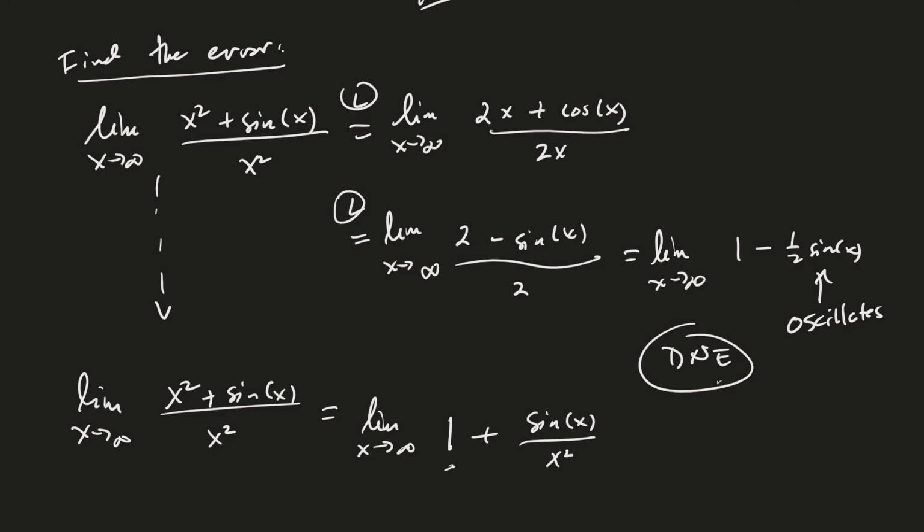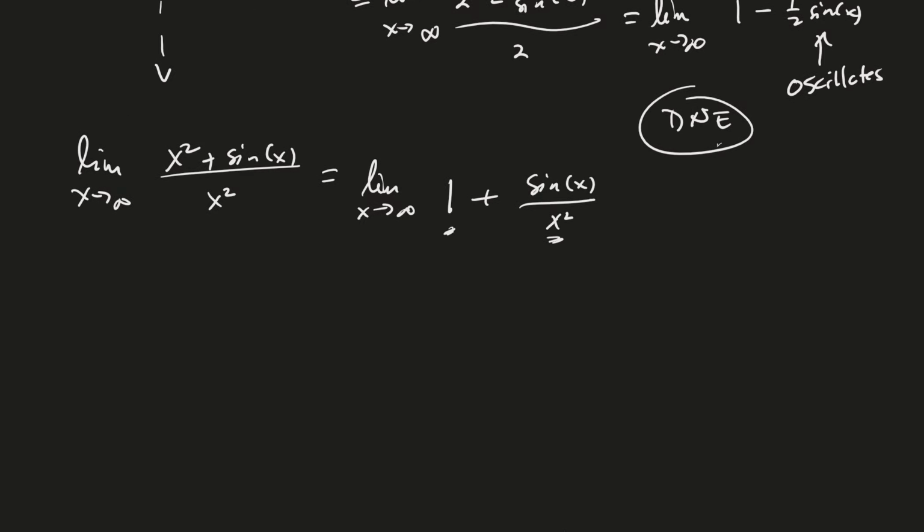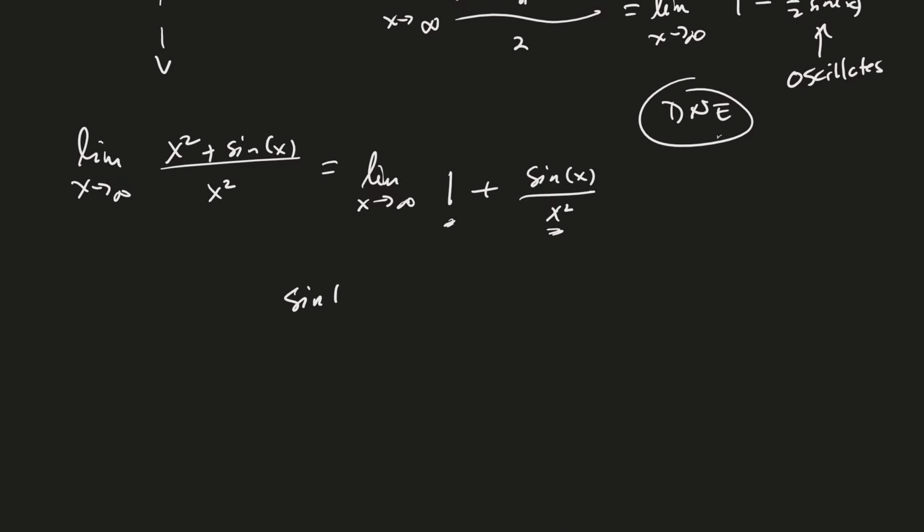And now we know that the limit of 1 exists. How about the sine x over x squared? Well, remember the sine x divided by x squared. Do you see the setup? Do you remember this from our, what am I setting up here?